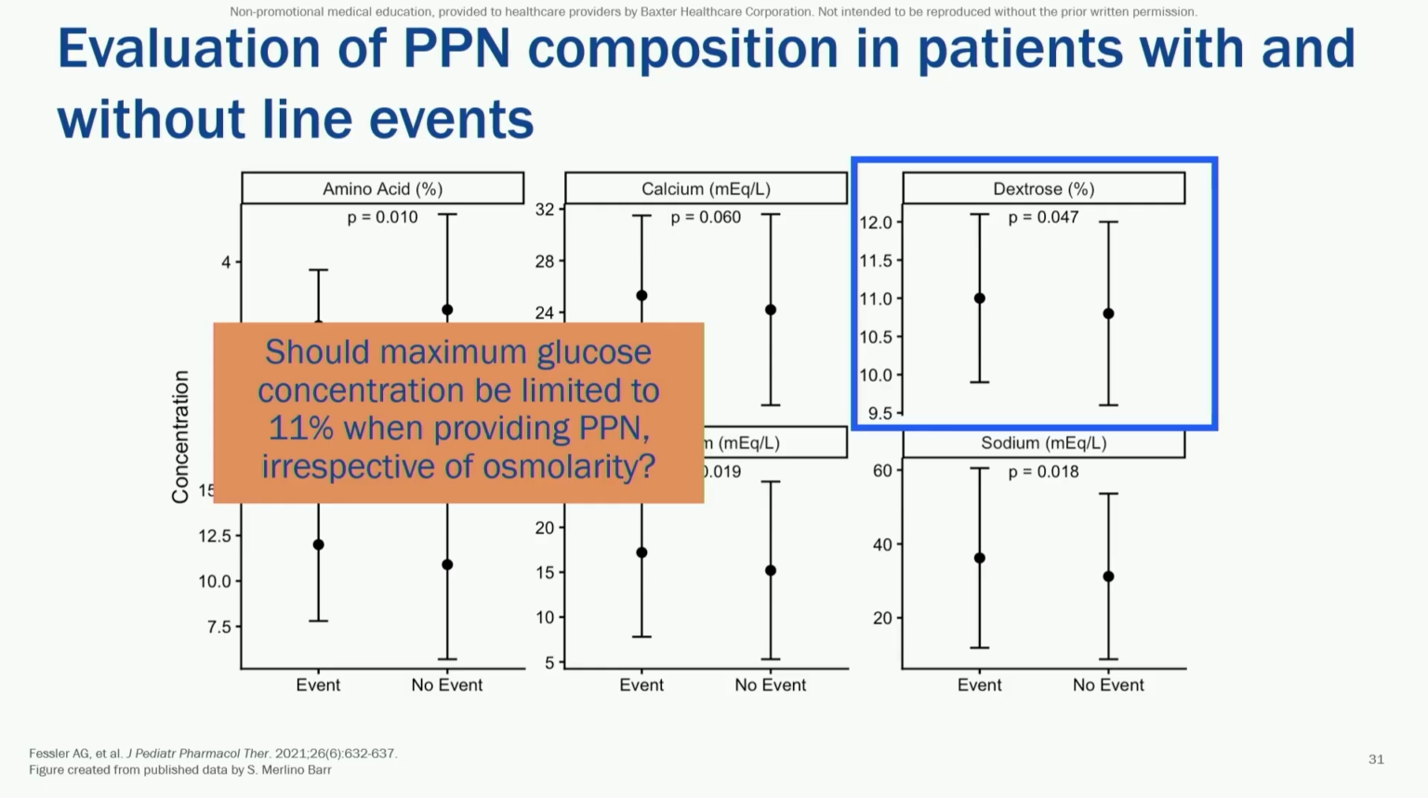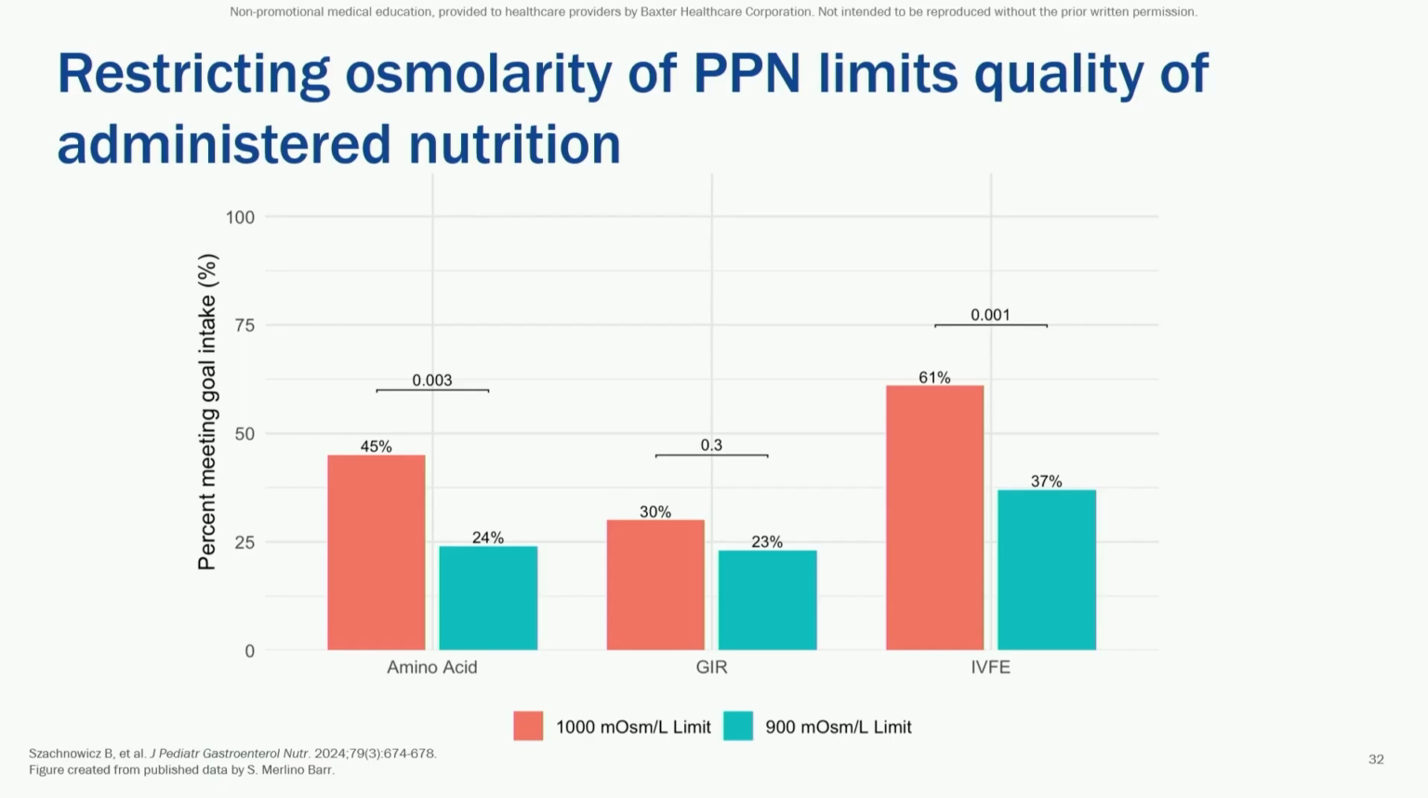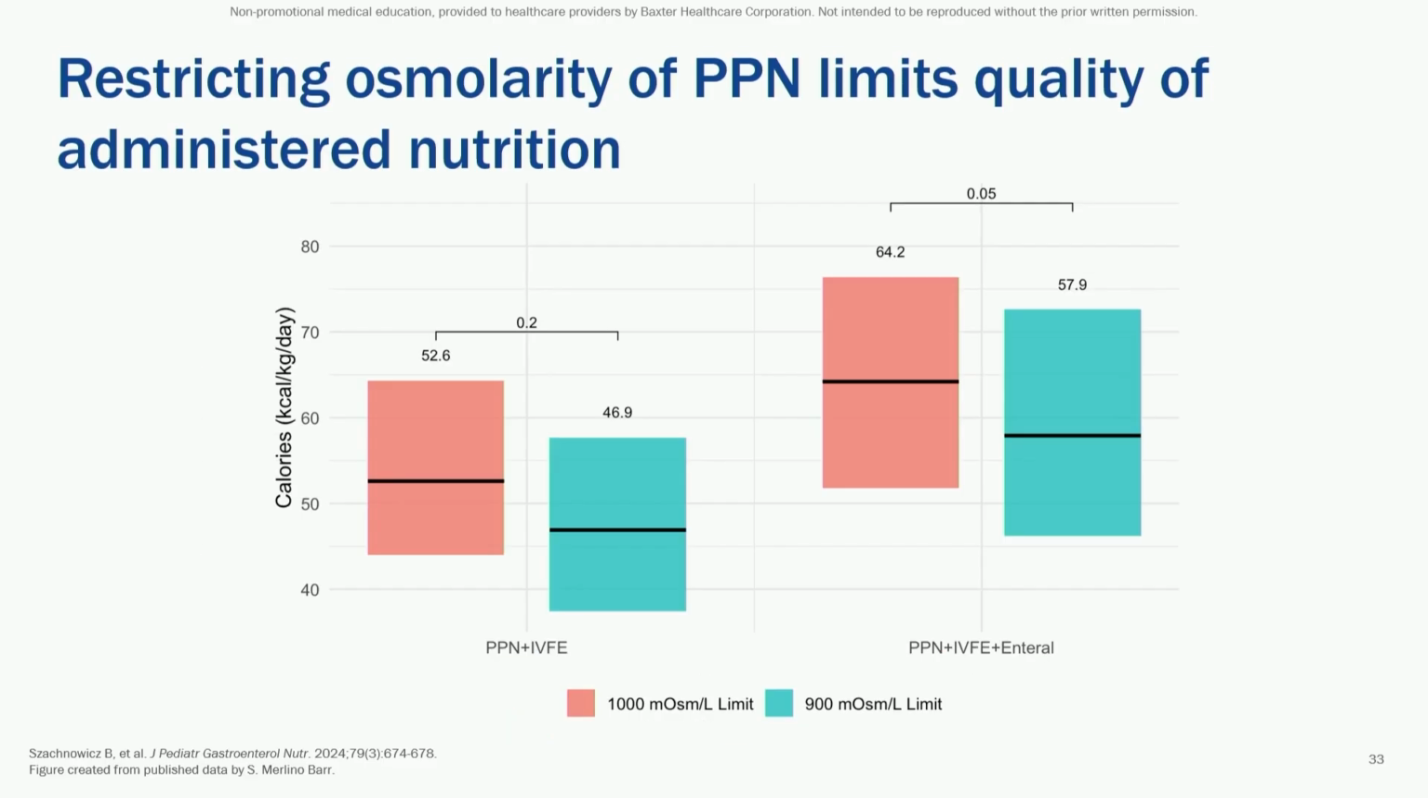I don't know what the right answer is. However, when we think about, do we limit nutrients, we can see how quickly restricting osmolarity of PPN limits the quality of administered nutrition. Shanowitz et al. found that those who had a lower cutoff of their PPN osmolarity were less likely to meet their protein and fat requirements, and were going to receive lower total energy administered when we look at just per IV nutrition components or total nutrition components overall.